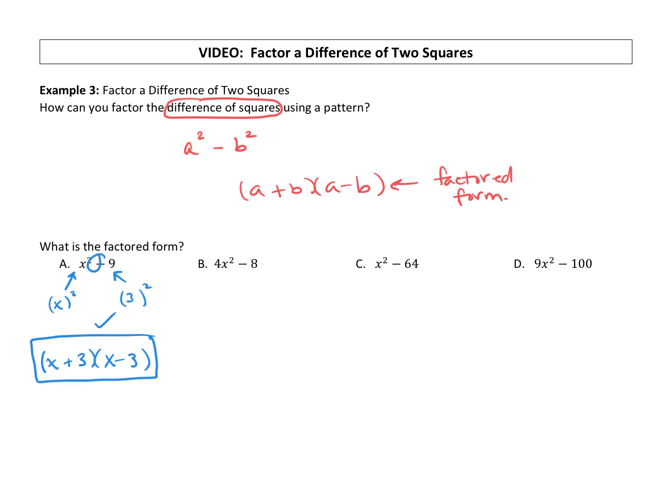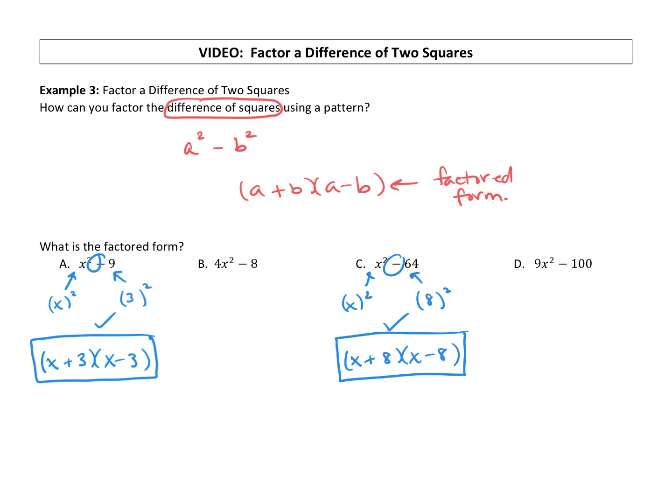All right, I'm going to skip over B and come back to that because I want to do part C first. So part C, are we squaring anything to get x squared? What do we square to get 64? And are we finding the difference? Yep, that's a difference of squares. So that means it will factor into that pattern, the sum, (x plus 8), times the difference, (x minus 8). And that is our factored form.